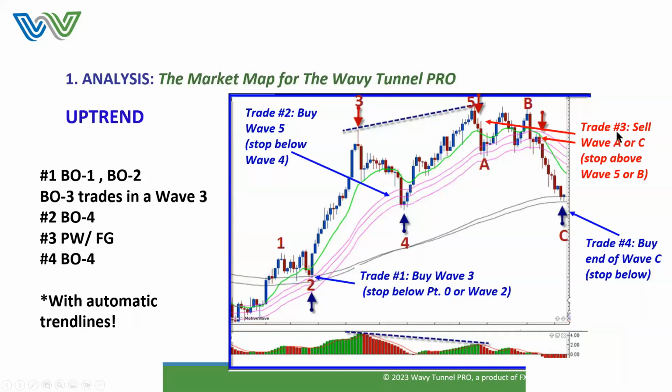Then trade number 3 is the PW fill the gap trade. The PW is the price to the wave, price comes back to the wave, and at this point we can go up and make a new high, or we can go up, not make a new high, and this would be our B wave, and then we look to sell the C wave, and confirmation might be when we go below the wave. That's how we do it in the Wavy Tunnel Pro program.